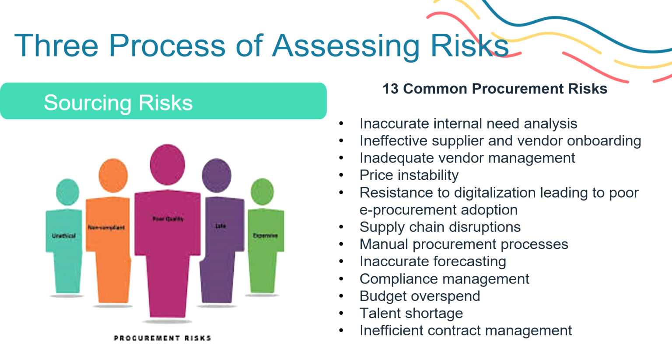Number four, price instability. Number five, resistance to digitalization leading to poor procurement adoption. And then we have supply chain disruption, manual procurement processes, inaccurate forecasting, compliance management, budget overspend, talent shortage, and inefficient contract management.